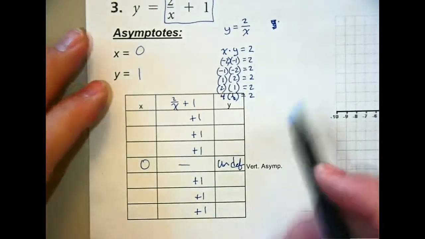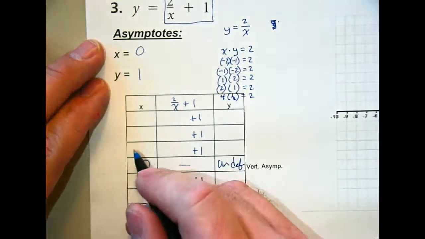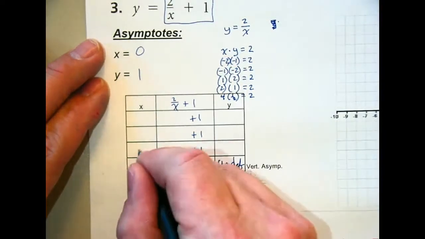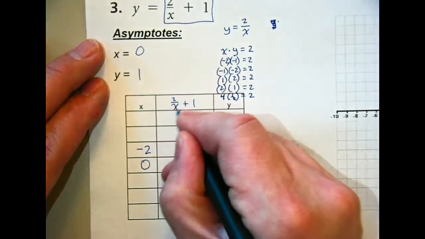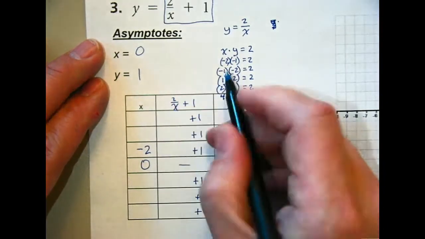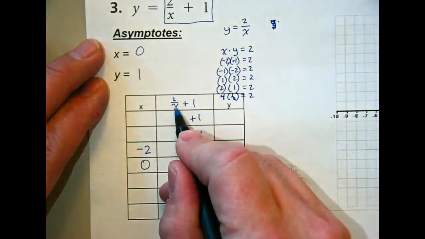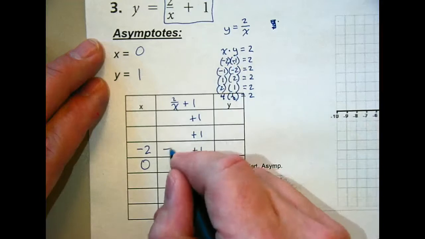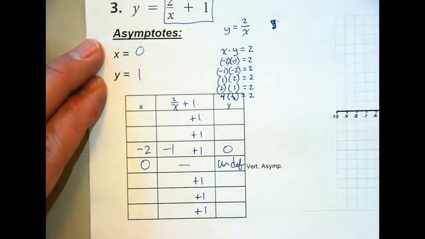Okay, so here's what we've got. I know when x is -2, this piece is going to give me what? Well, when I put -2 in, what do I get? I get that -1, right? -1 plus 1 is? 0. You guys with me? Okay.